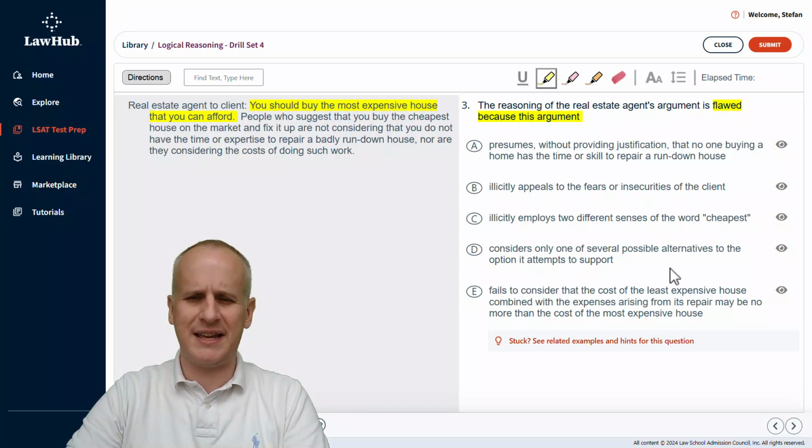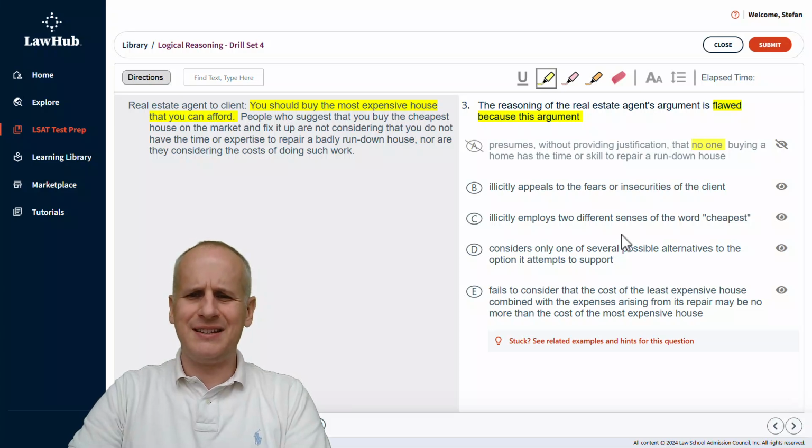So starting with choice A, presumes without providing justification that no one buying a home has the time or skill to repair a rundown house. Well, this real estate agent is speaking to one client, so no one, well, it's not no one, that's extreme. We can eliminate A almost immediately, and it doesn't match what we predicted about this lack of degree in between cheapest and most expensive either. So hopefully we can eliminate A almost immediately.